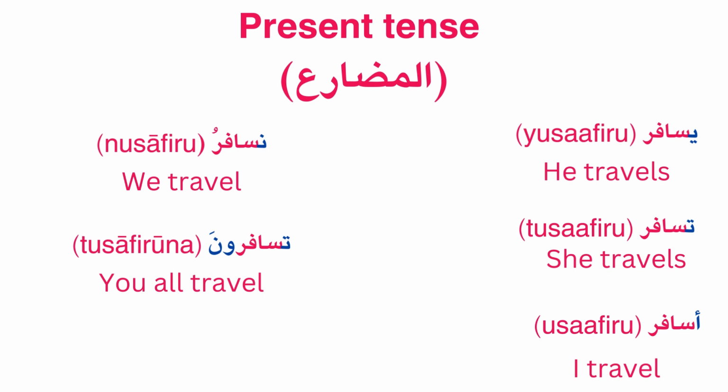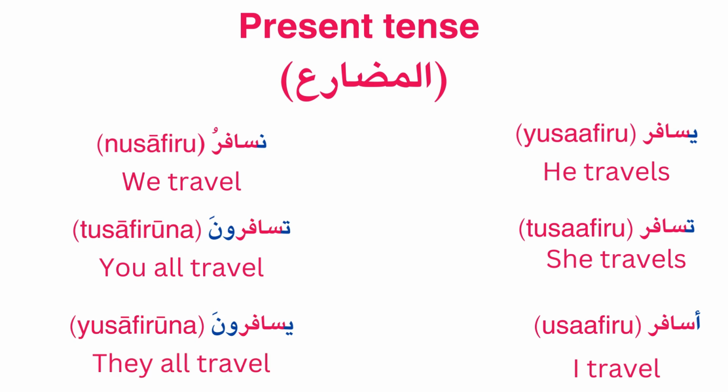Tusafiruna. The ta in the beginning shows for you. Safara for traveling and una in the end is for plural. Tusafiruna, you all travel. The same way is yusafiruna. Yusafiruna means they all travel. Ya for they and una for all.